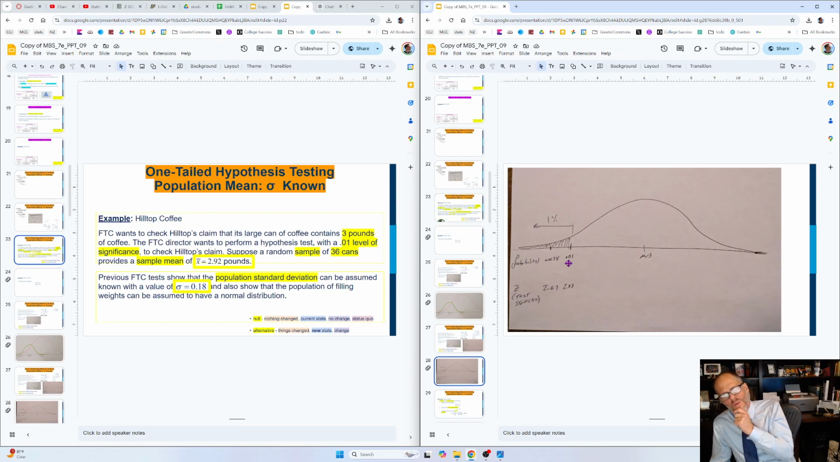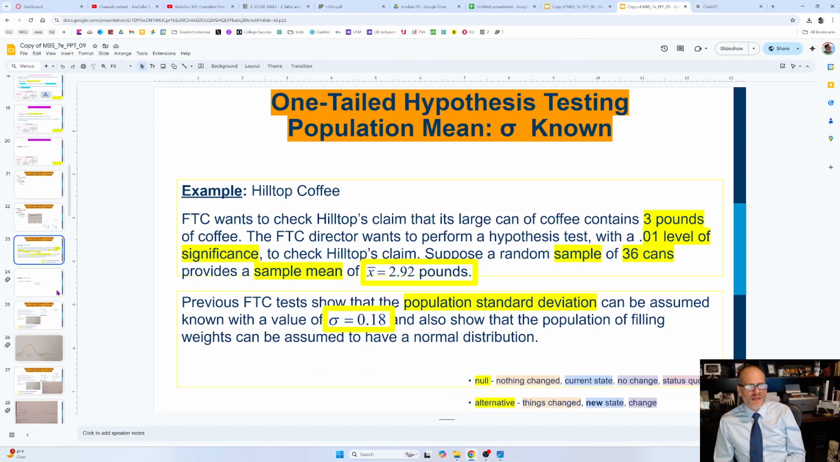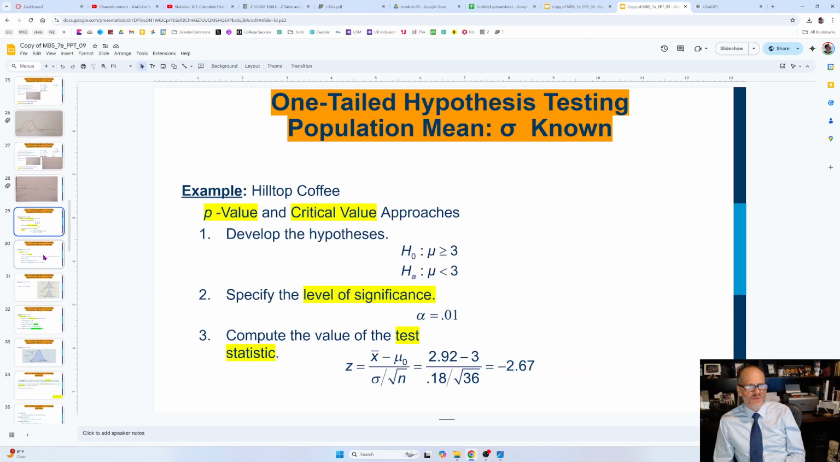And so at 0.01, which is 1% of the data in this tail, what is my z-value? It's 2.33. And so I could compare them this way, and you could see that the sample data I gathered is in the area where you're going to reject it. It's in the 1% area. That's stuff we've gone over, but it's good to review. And that's what they're doing here, -2.67.